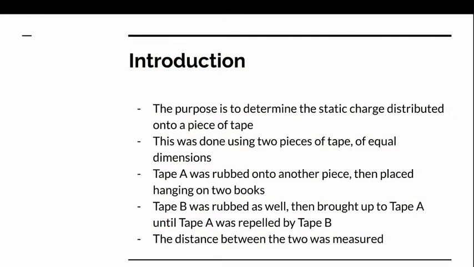The purpose of this experiment was to determine the static charge distributed onto a piece of tape. This was done by taking two pieces of tape of equal dimensions, so they had the same width and the same length. Tape A, the first one, was then rubbed onto another piece and then placed on two hanging objects. Same procedure was then done with tape B, the second one, and then brought up to tape A until tape A began to be repelled by tape B.